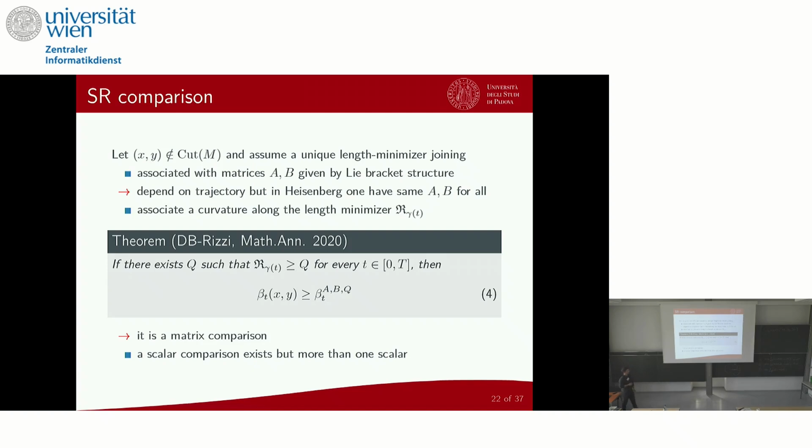Okay, so the assumption is a matrix comparison. You can produce a scalar comparison, like for the Ricci, but you need more scalars in this case. And okay, also it is important to tell you that a priori this is a result which concerns one trajectory, okay, not all pairs of points.